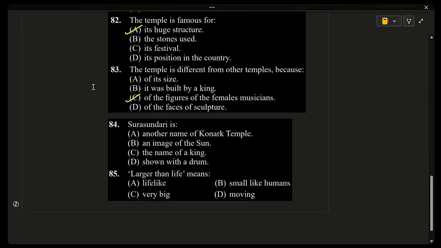84. Surasundari is another name of Konark temple, an image of the sun, the name of a king shown with a drum. So the last line of the passage says Surasundari shown with a drum.